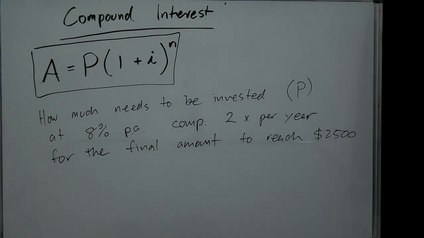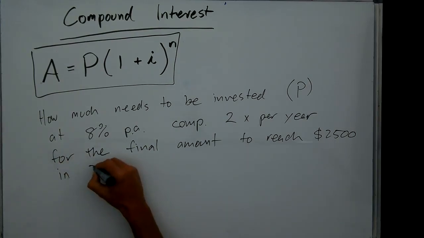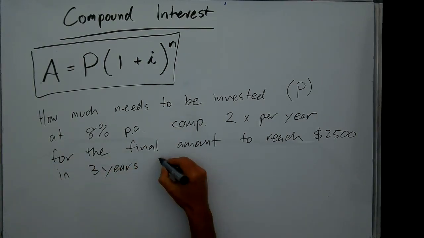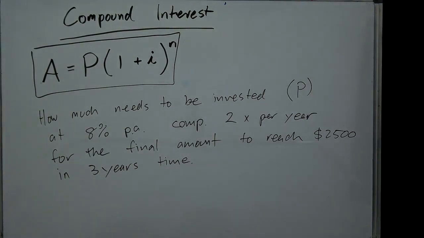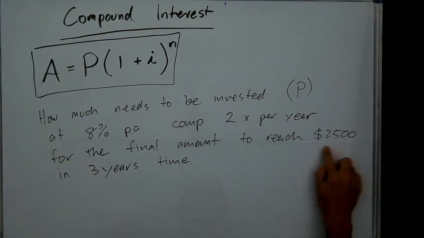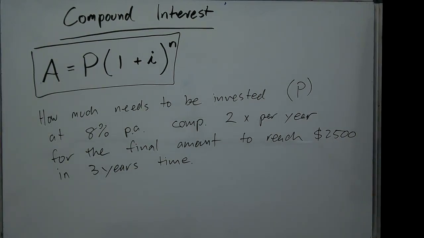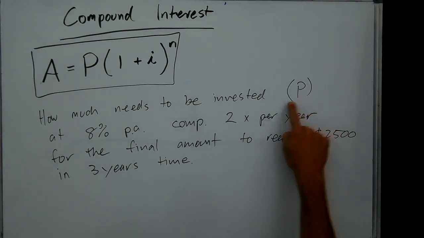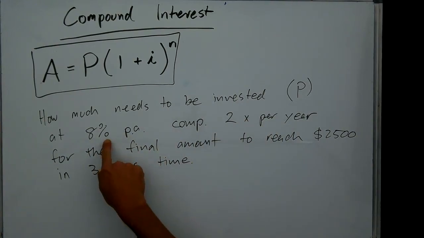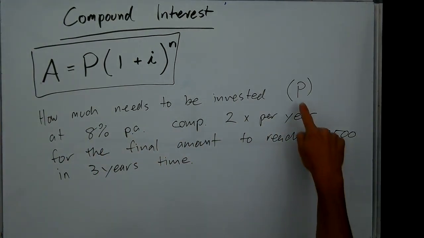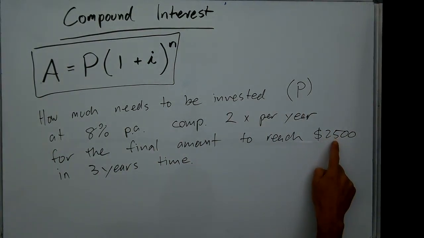So this sort of question, it's like saying, I want to go on holiday in a certain amount of time, in 3 years. So it's basically saying in 3 years' time, I want my investment to have reached this much. How much do I need to invest now under these circumstances? Compounding twice per year, this rate. How much do I need to invest now so that in 3 years it reaches this?